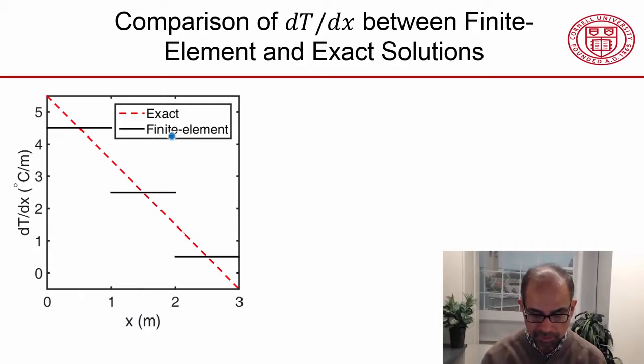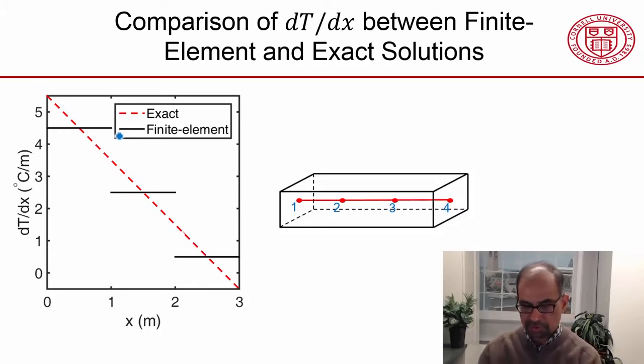And the solid line is a finite element solution. The dashed line, as before, is the exact solution. So the exact solution is linear and decreasing, whereas the finite element solution is piecewise constant. And if I put up the graphic of the nodes sketched onto a figure of the bar, I see that over each element the derivative is constant, and that's because we assume that there's a linear variation of the temperature over each element.